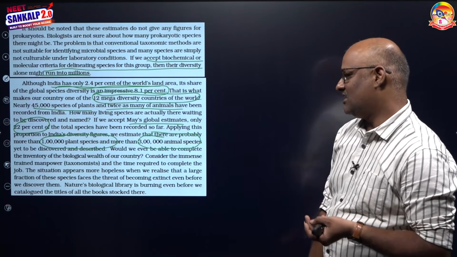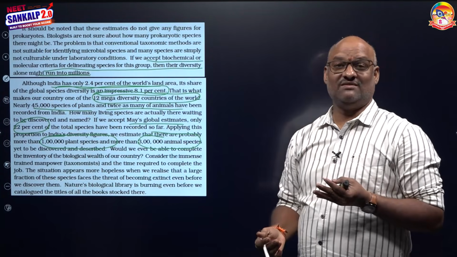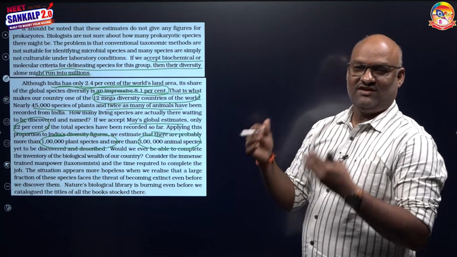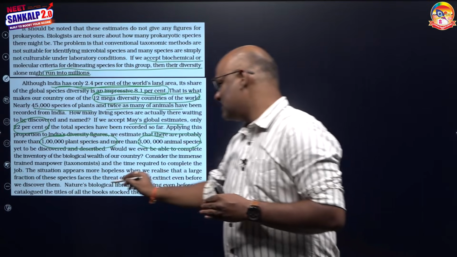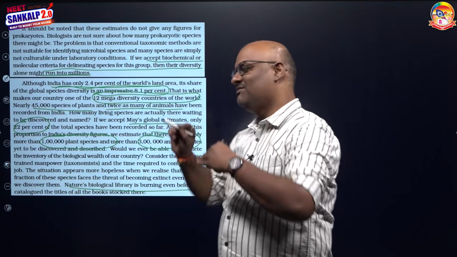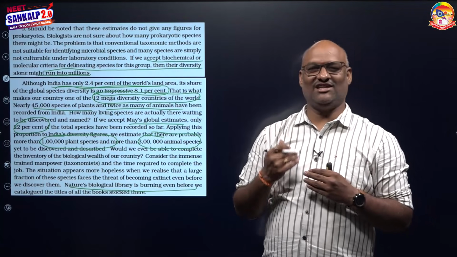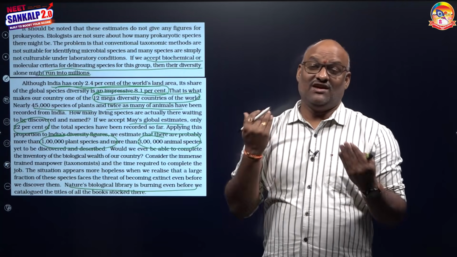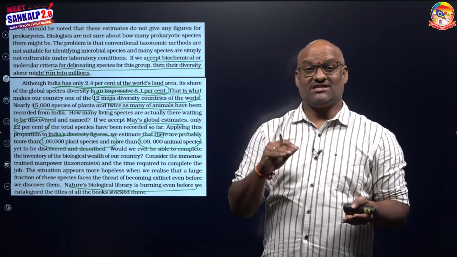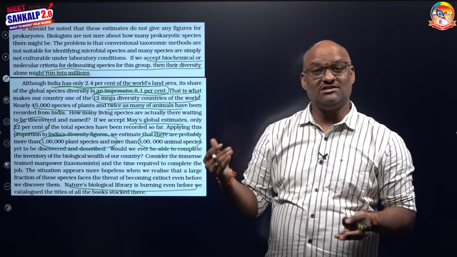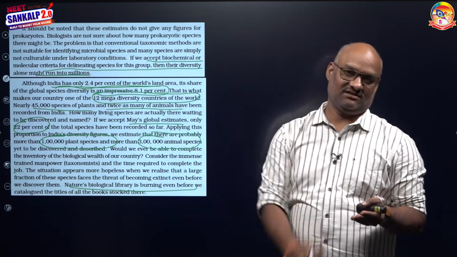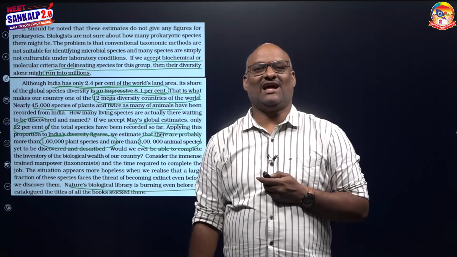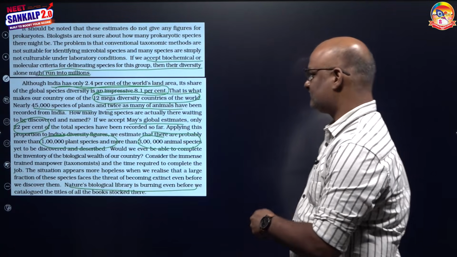But to discover these plants and animals, we need a lot of manpower, a lot of taxonomists. Before we discover these species, nature's biological library is burning, before we catalog, identify them, and place them in a list. Before we discover them, thousands of species are becoming extinct.